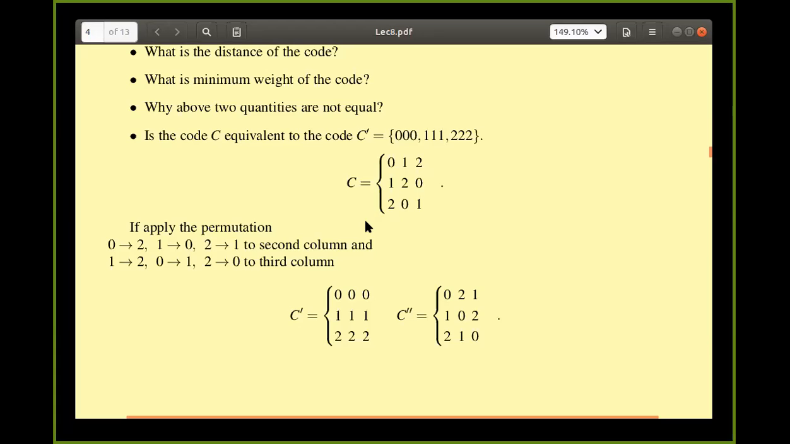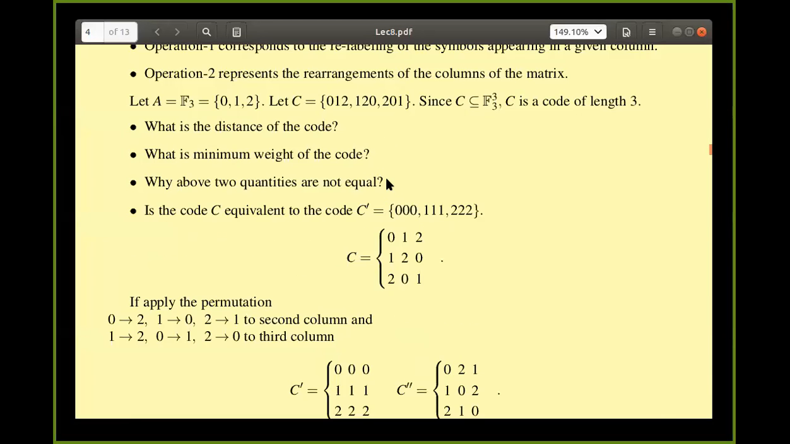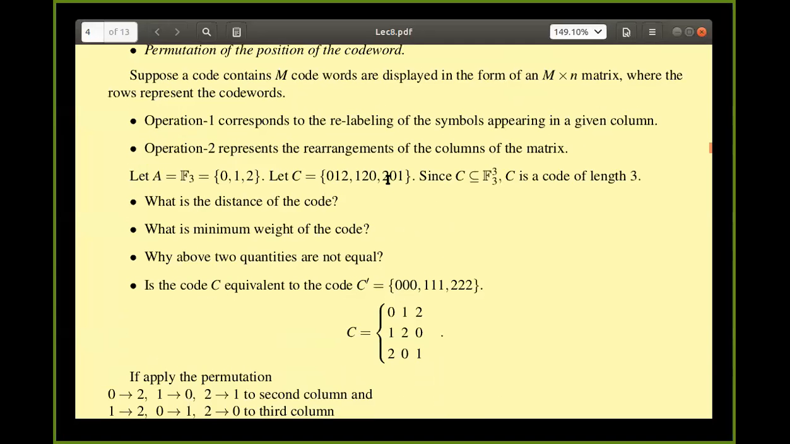We are just replacing the third and the second column. We are interchanging the first and second column. Still, actually, there is no problem, right? Still, distance, everything will be preserved. All are same. Okay. So that is what my statement here in the second statement. So these are the equivalent words. Okay. Represents the rearrangement of the columns of the matrix, right? These are the two operations we can do.